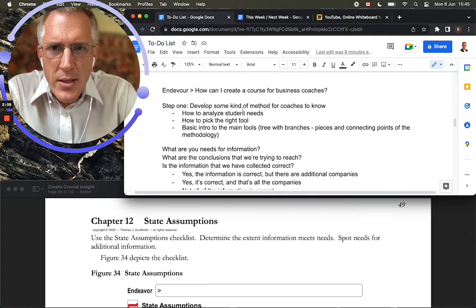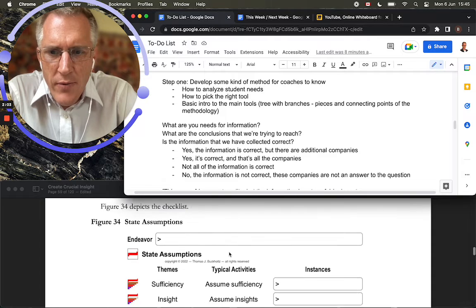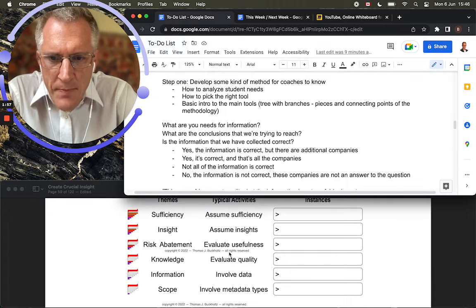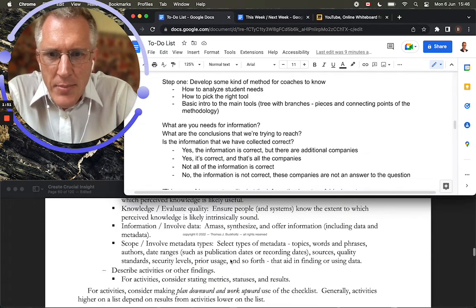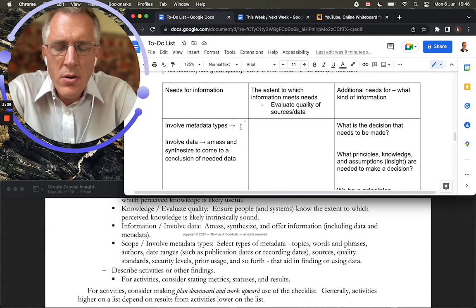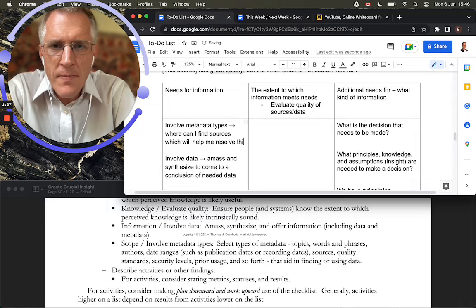All right, so let's go down a little bit. So how can I create a course for business coaches? Step one. All right, so what are your needs for information? So if we look at this tool, this is actually one of the tools that you can use with your students. And the first step here is involve metadata types. So basically involving metadata types, we're talking about selecting topics, words, phrases, authors, date ranges, and so forth. We need to know the scope. All right, so what we're talking about is like what is it? Where can I find sources which will help me resolve this issue?